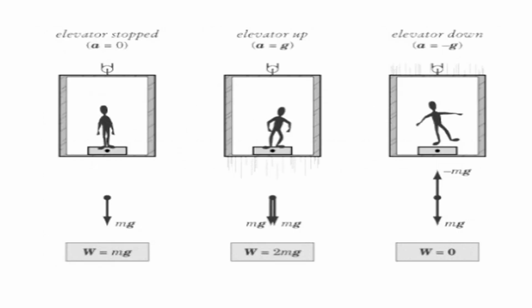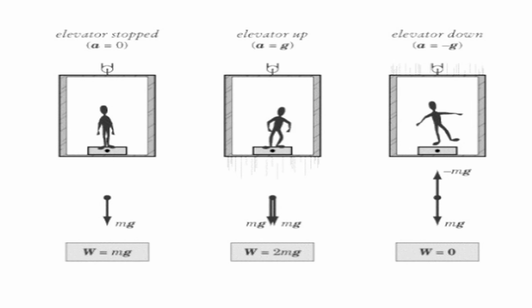Here is an example of the elevator. You can see in the first picture there is an elevator with acceleration 0. The person is standing on the scale in the rest state, and the person has the weight W equal to mg. You can see it with the arrow on the downside.